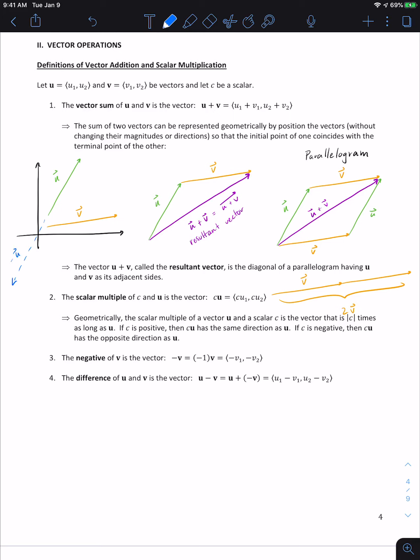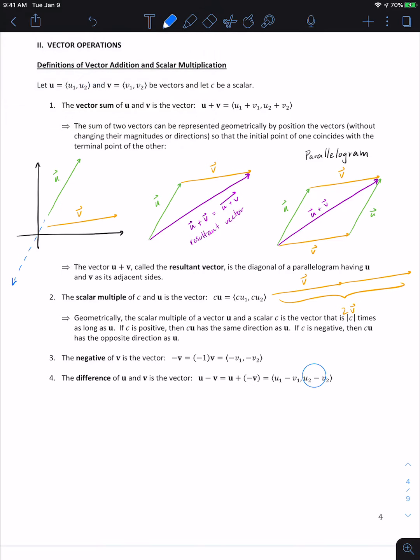right? And then the difference of u and v is the vector u minus v, which is u plus negative v. We know what negative v is. We know what u plus v is. So essentially, you just subtract the first components and subtract the second components. So now let's talk about what this looks like.